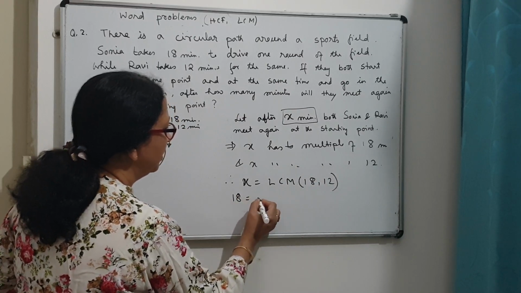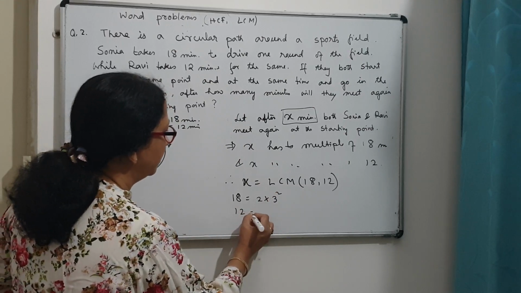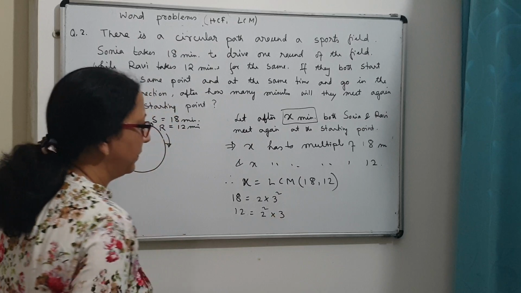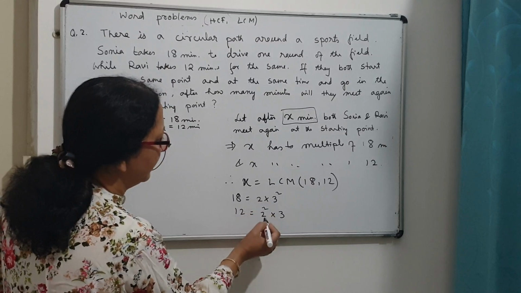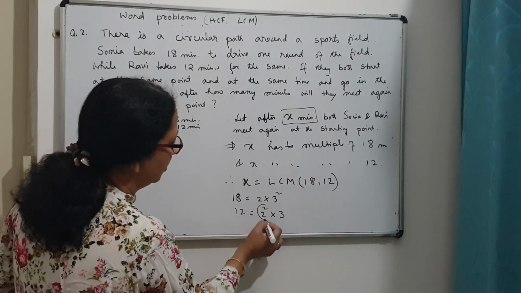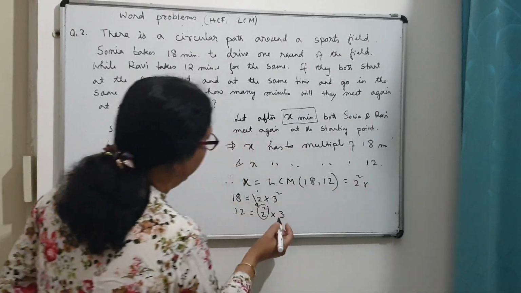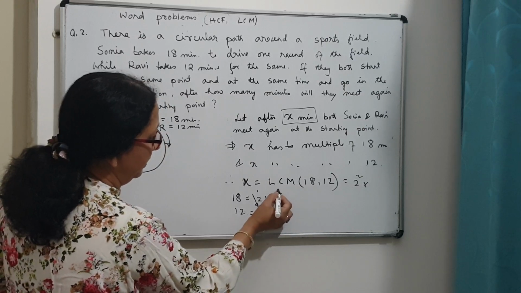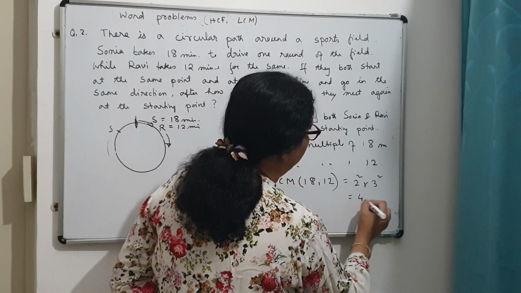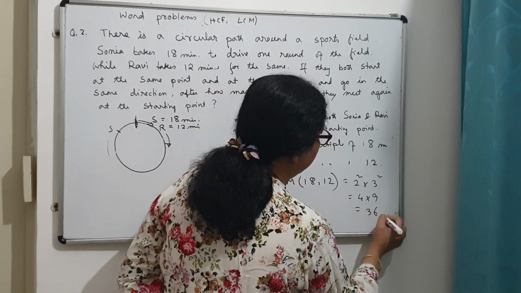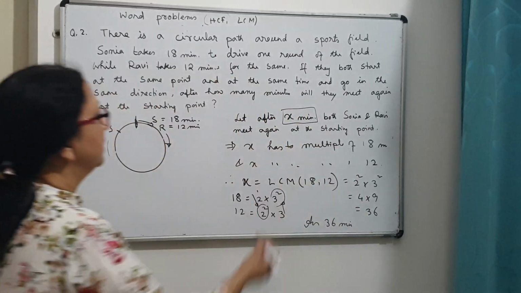So 18 is equal to 2 into 3 square, 9 2 is 18, and 12 is equal to 2 square into 3, 3 4 is 12. So what will be the LCM? What is the common factor? 2 is the common factor. So we take the bigger power. So I'll be taking 2 square. And again this is another common factor, so I'll take the bigger power, 3 square. So it is 4 into 9, so 36. So the answer is after 36 minutes they will meet.